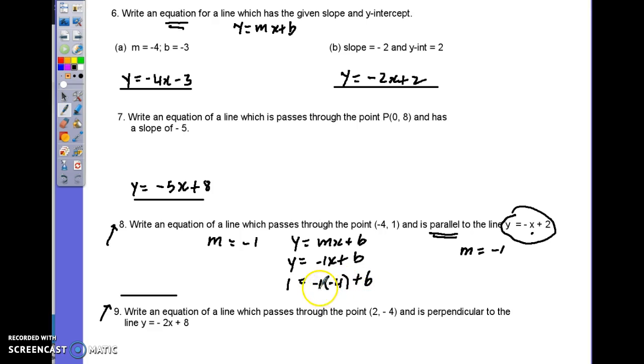Negative 1 times negative 4: whenever you have two negatives being multiplied or two negatives being divided, the answer is going to be positive. So now I have to subtract 4 from both sides. Subtract 4 here, 1 minus 4. This gives me b equals negative 3. And that is plugged in here. And our answer becomes y equals negative x minus 3.